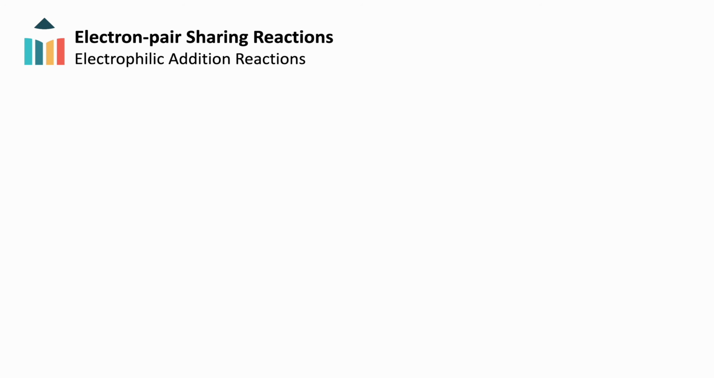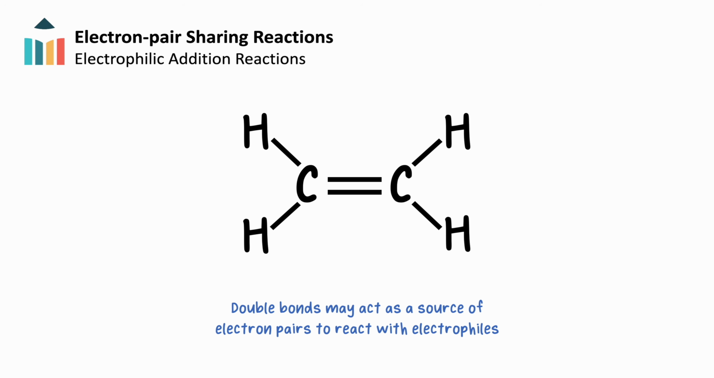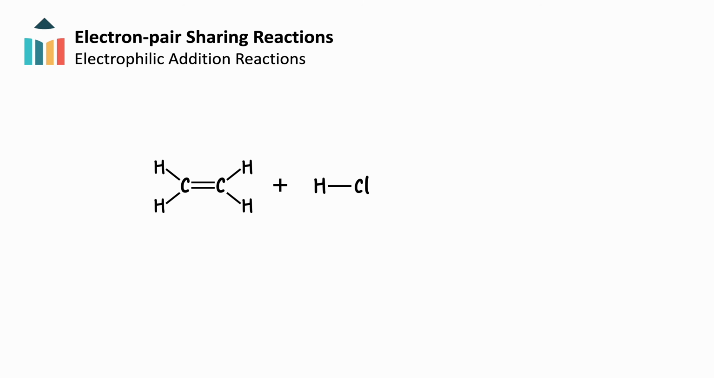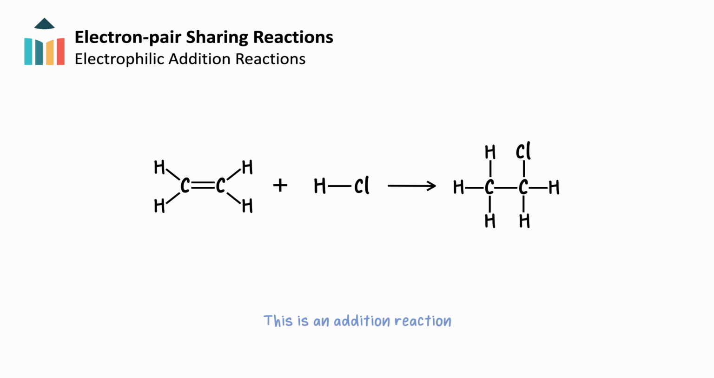Double bonds, like those found in alkenes, can act as a source of electron pairs, allowing them to react with electrophiles. For example, ethene, C2H4, contains a double bond between its two carbon atoms. When ethene reacts with hydrogen chloride, HCl, this double bond opens up and will ultimately allow new bonds to form between carbon and hydrogen and carbon and chlorine.